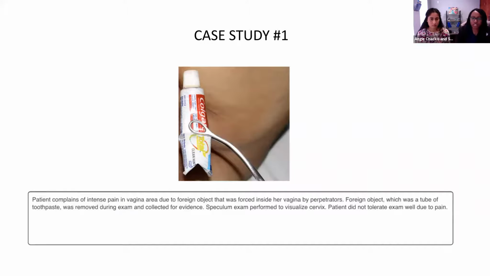And so this was the slide. This was the actual picture of the toothpaste that was removed, and the bottom part is straight off of the chart. She complained of intense pain in her vaginal area due to the foreign object that was forced inside. And so then once I removed that, I moved forward with my exam to see if there was any further injury there due to the nature of the assault.